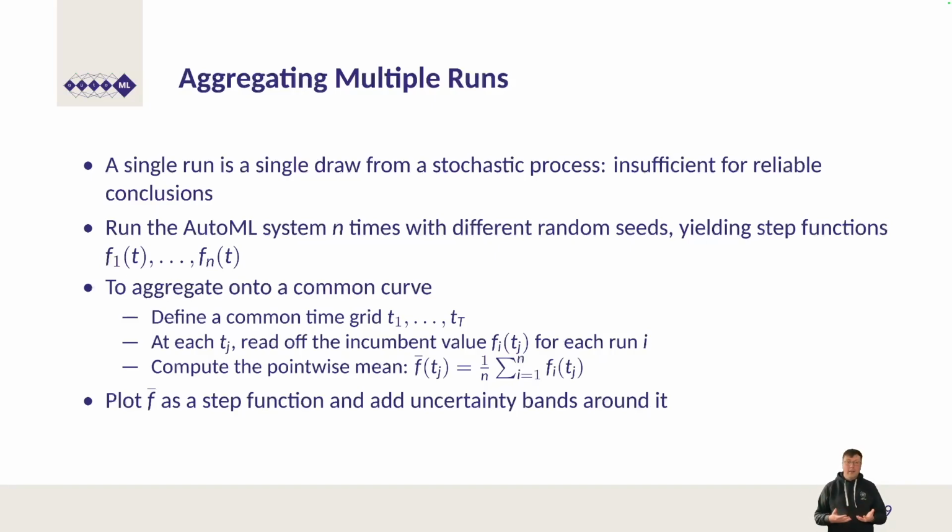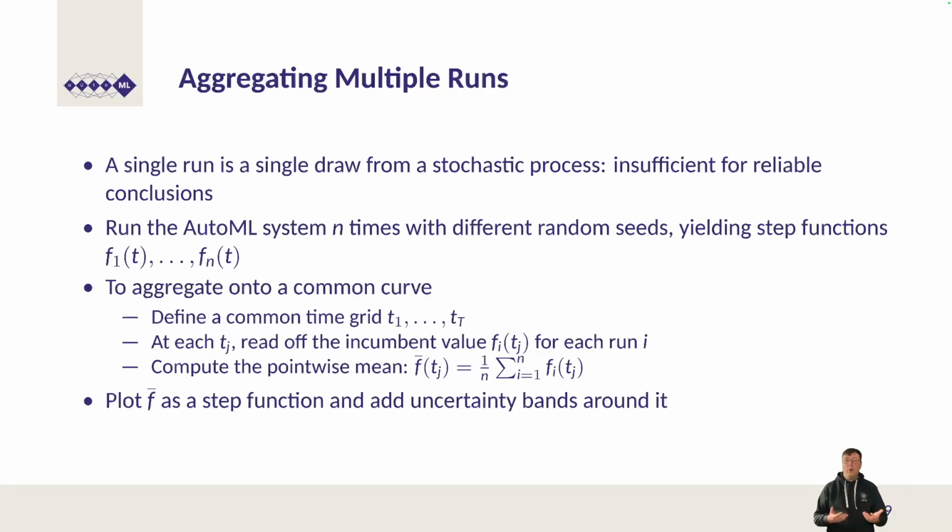To aggregate these into a single representative curve, we proceed as follows. First, we define a common time grid, a set of time points at which we will evaluate all runs. At each time point tj, we read off the incumbent value for each run i, because each fi is a step function. This is well defined. The value at tj is simply the best configuration found by run i up to that moment. We then compute the pointwise mean as the average of these n values.